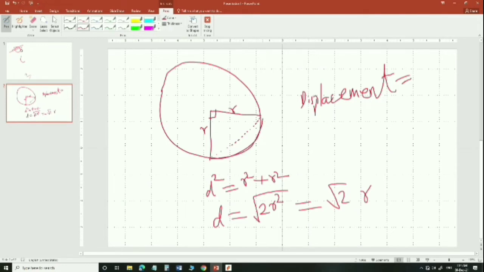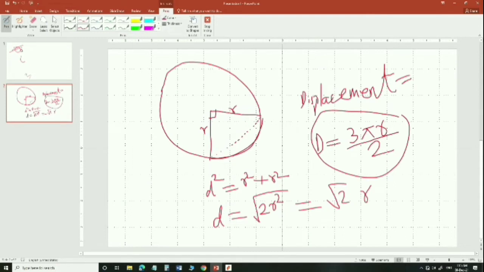Now the distance. What is the distance of this? Distance is equal to 3 pi r by 2. Why 3 pi r by 2? Because 2 pi r is the full distance, but it covers only 3/4 of the circle. That's why this is the distance.